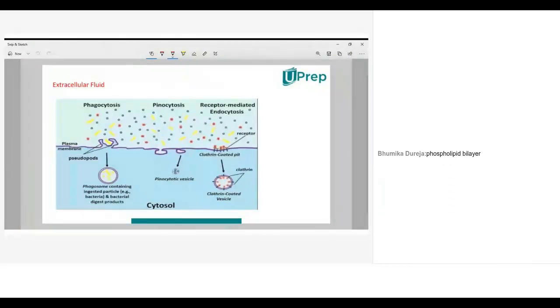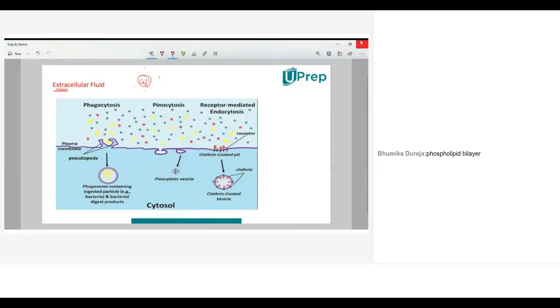See, we already used the word extracellular, isn't it? When you take a cell, inside the cell is intracellular, and the whole outside environment is extracellular. Here, the diagram I have shown from a different angle.